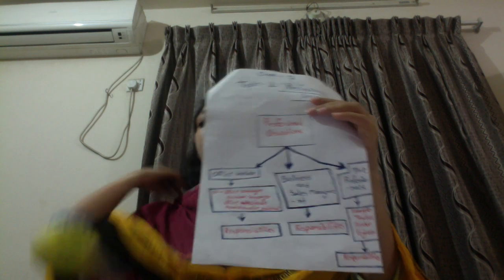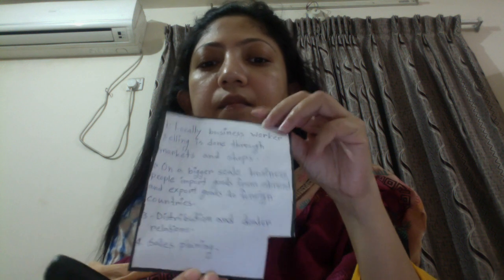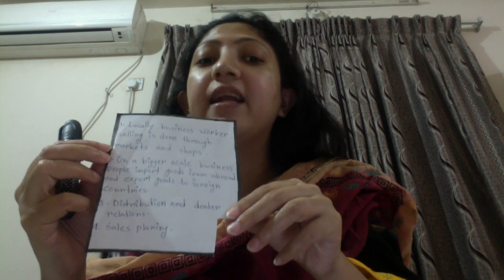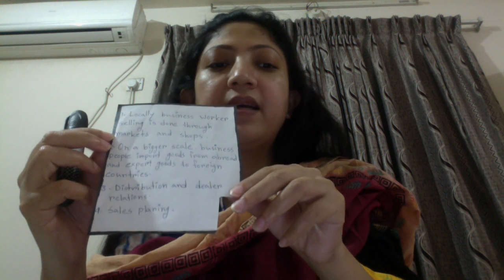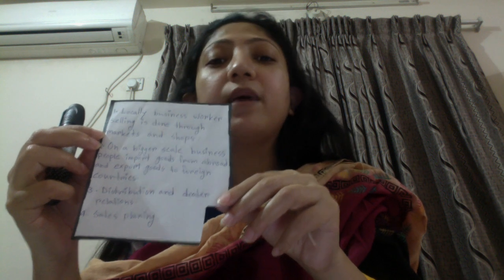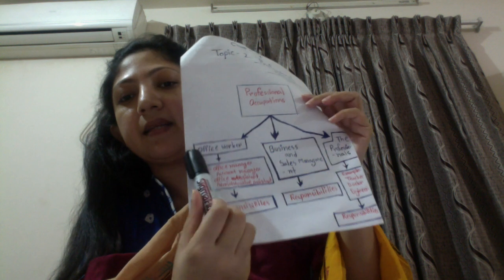And now what is their responsibility? The responsibility of the businessman and sales management. Locally, business workers' selling is done through markets and shops. And on a bigger scale, business people import their goods from abroad and export goods to foreign countries. And what will they do? Others: distribution and dealer relations. And also they do sales planning. The sales planning, the last one. This is the duty of the business worker or business and sales management.